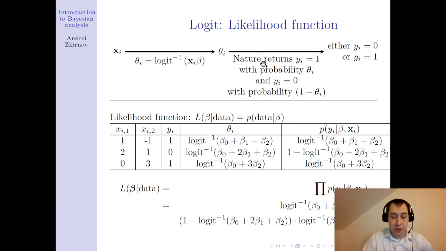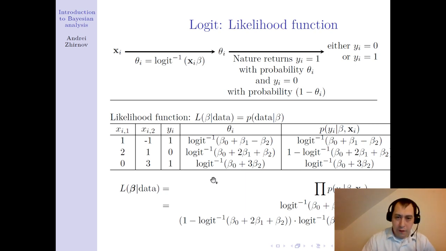As we know from the description of the data generating process, nature draws the actual observed values of the dependent variable from Bernoulli distributions with the probability parameters equal to those thetas. Therefore, the probability that we could observe the value of 1 as our value of the dependent variable is going to be equal to this theta. And for each observation, the probability that nature would return the value of 0 is equal to 1 minus theta. And so the probability of observing the actual observed value of the dependent variable is going to be equal to theta i if we actually observed 1, and is going to be equal to 1 minus theta i if we observed the value of 0.